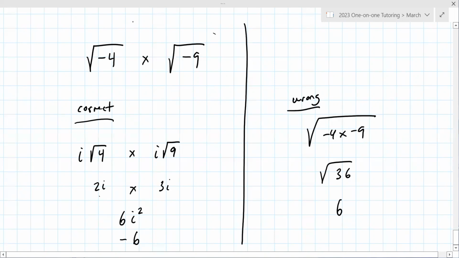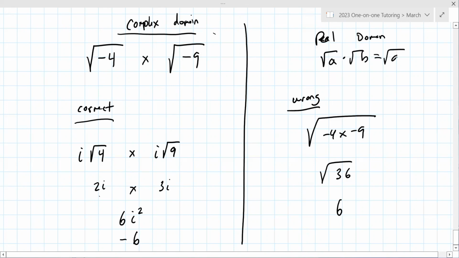This problem can only be done in the complex domain. And the rules in the complex domain are not the same as in the real domain. So you cannot apply real domain properties. What you're trying to do is apply the square root of a times the square root of b equals the square root of a times b. This is in the real domain. It does not apply to the complex domain.